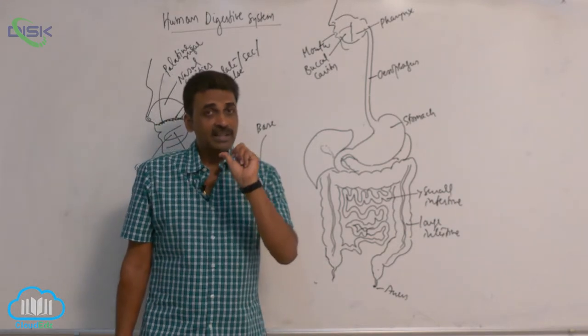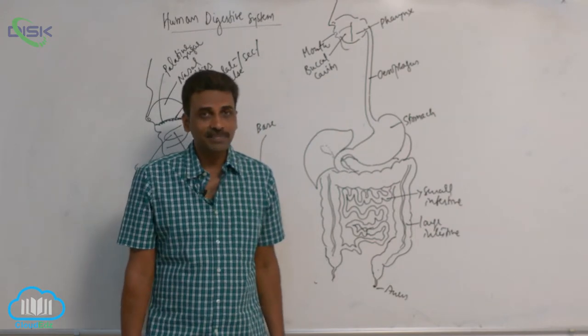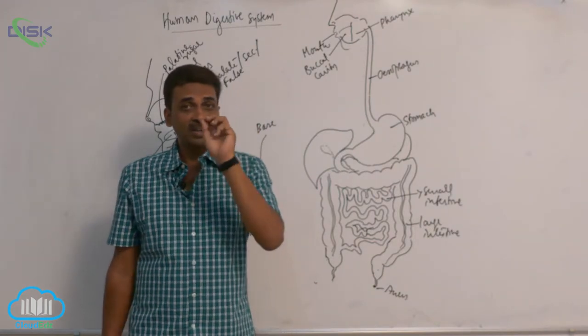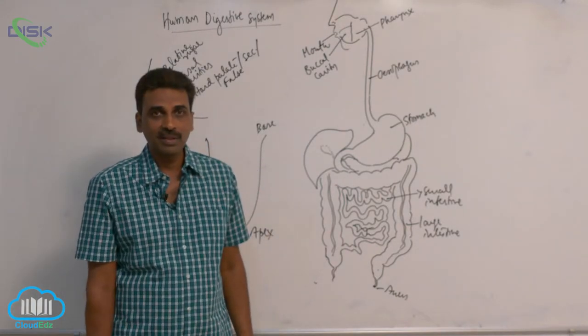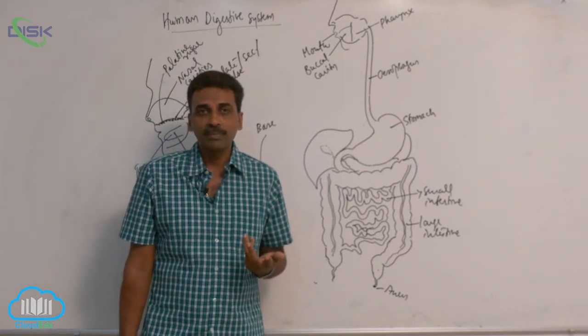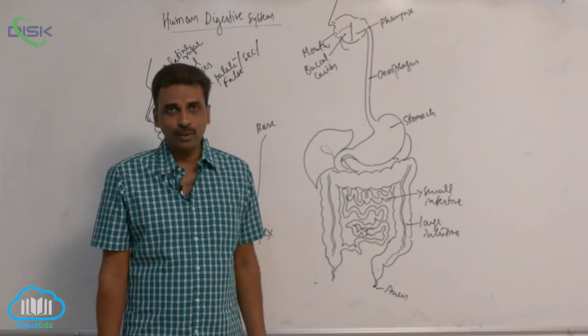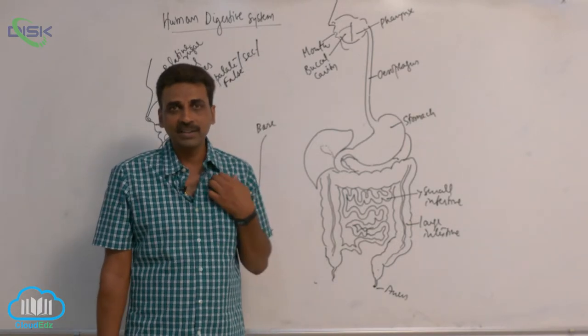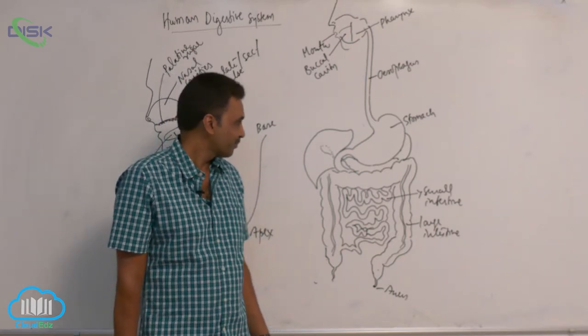The tongue is also appreciating the taste. It has taste buds to detect the taste. Of course, with the help of the tongue, speech is possible. The vocal cords produce the sound. Without the tongue, speech is not possible.